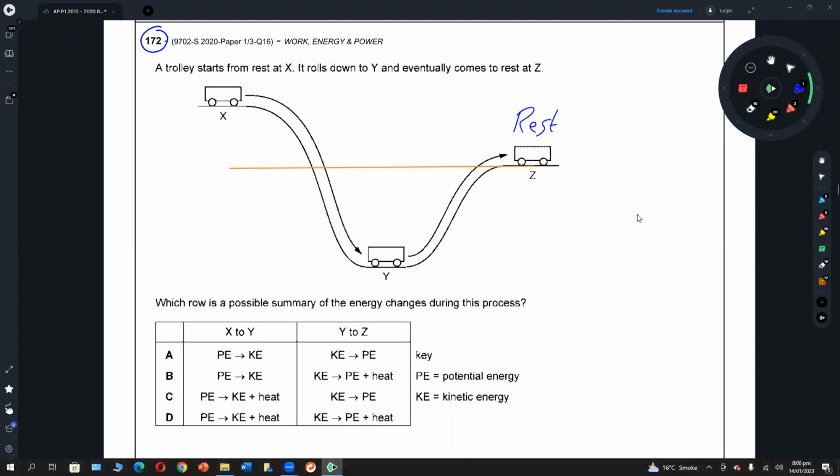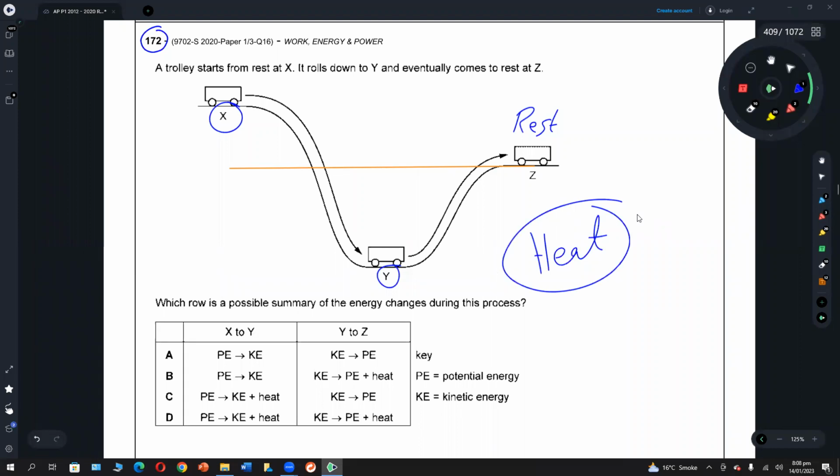Now it is obvious, X to Y. In X to Y, first you come down. X to Y is this journey. This is X, this is Y. So the object is coming down, so kinetic energy will increase and potential will decrease. So it is obvious that it is potential to kinetic. But now there is only one thing we should decide, and that is heat. We have to see what the contribution of heat is.